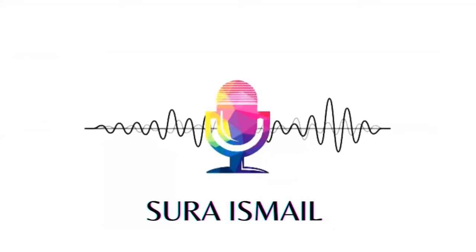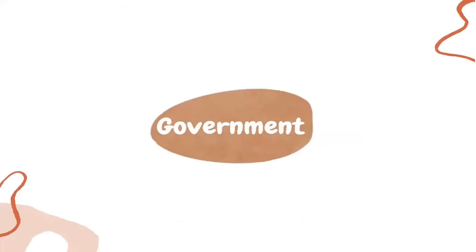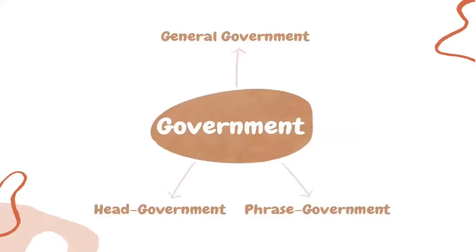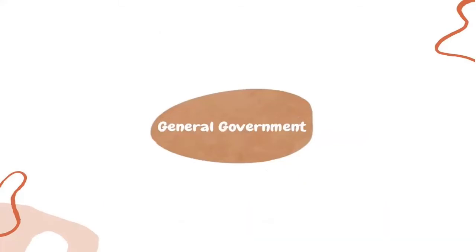Sora will continue talking about C command, and she's going to talk about government. Sora, the floor is yours. Thank you, Bushra, and hi everyone. Bushra has told you that I'm going to talk about something that is related to C command, which is government. We need to know that government has 3 types: general government, head government, and phrase government. Let's start with the first type, general government.